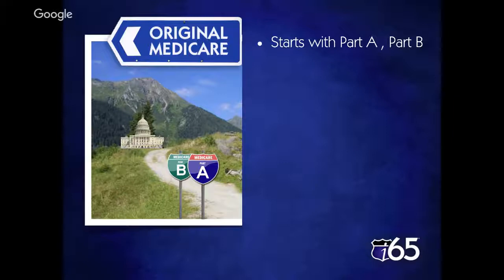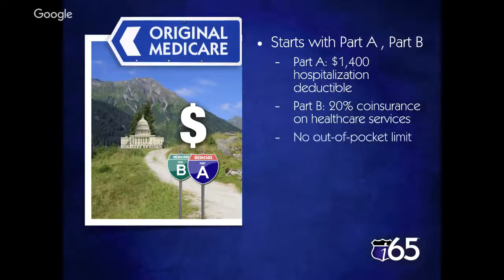Yes, you could technically do that, but A and B by themselves can become very expensive. Part A essentially has a $1,400 hospitalization deductible. That's not an annual deductible. It's a hospitalization deductible, meaning, yes, you can pay that multiple times in any given year. Part B has a 20% co-insurance on all healthcare services. So every time you see a doctor, a specialist, have an outpatient procedure, 20% of that bill will be your responsibility to pay. And A and B by themselves have no spending limit. You can literally spend and spend and spend until you have nothing left.